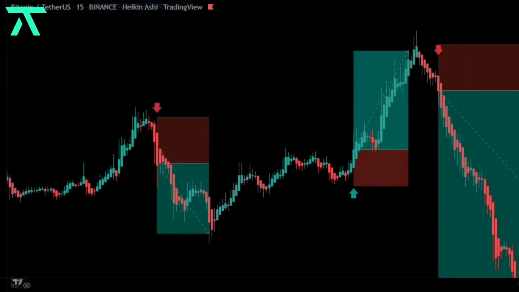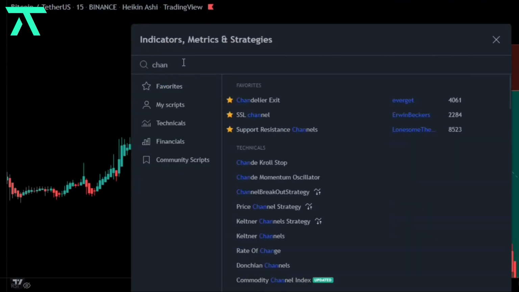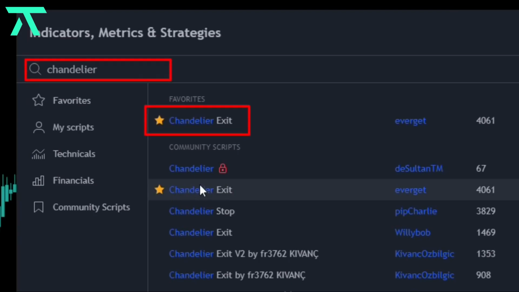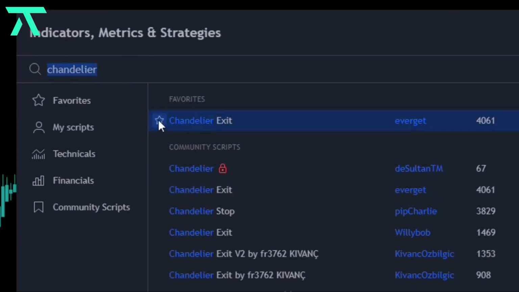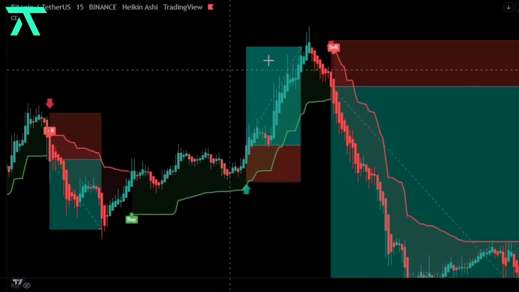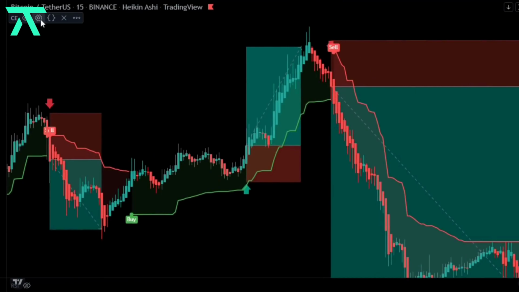I add the indicators one by one and explain how they work. Let's go to the first indicator. I search for the indicator. Add this indicator to the chart. We have used this indicator before, but this time it is different. In the settings, I will make new changes to the indicator.